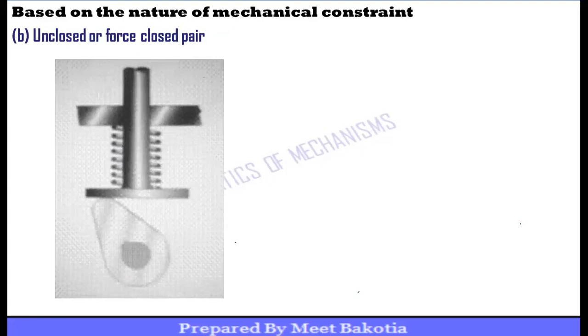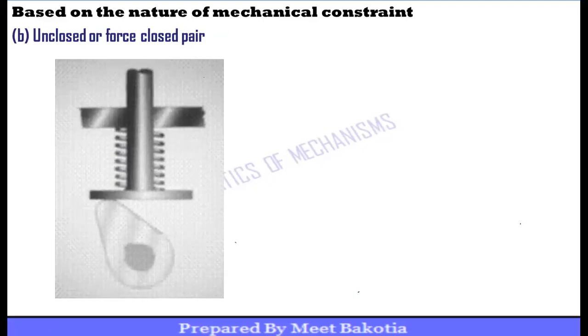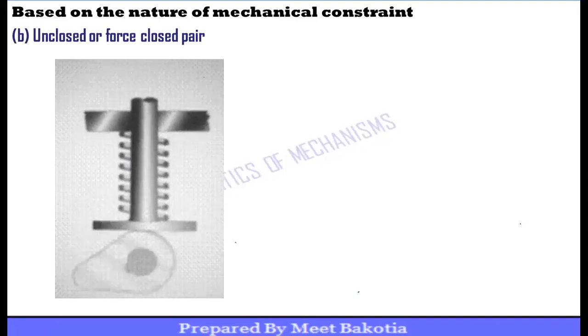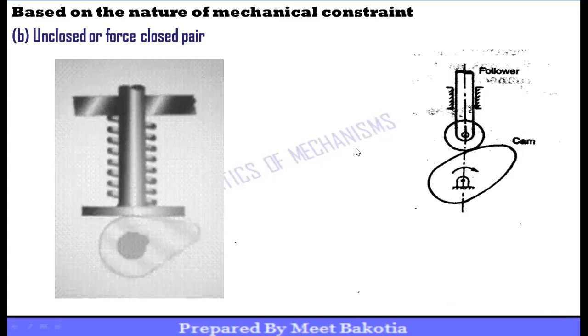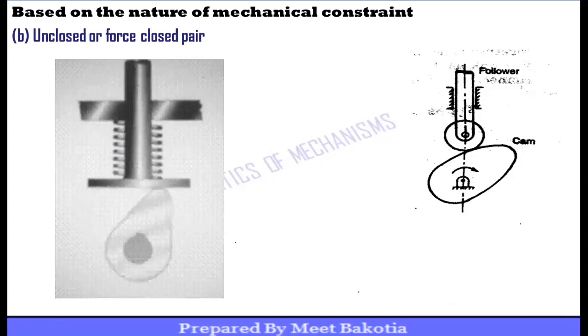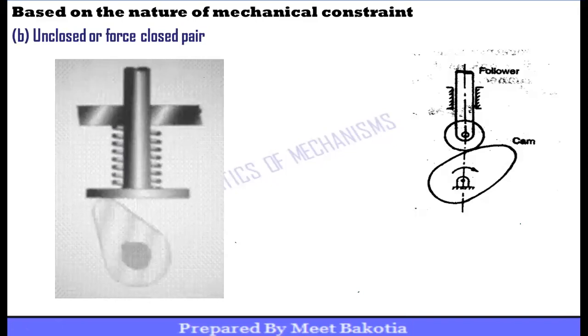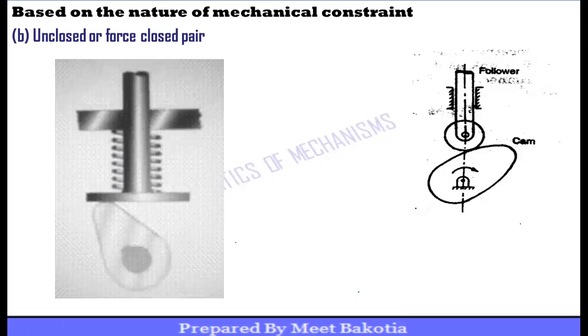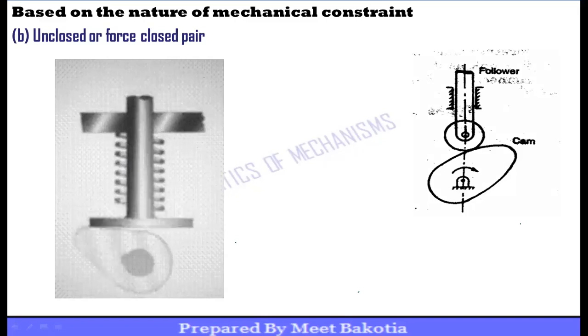So it is not the self-closed pair. This is the unclosed pair or forced closed pair, because the spring is going to bring the follower down. Sometimes it gets stuck if the spring is not there. So I'm forcing the follower to come down with the help of a means, which is the spring. Hence, I'll call it the unclosed pair or the forced closed pair. So how to define this? When the two links are not held together mechanically, but are kept in contact by the action of external forces like the spring over here, the pair is said to be forced closed pair. The cam and follower is an example of this.